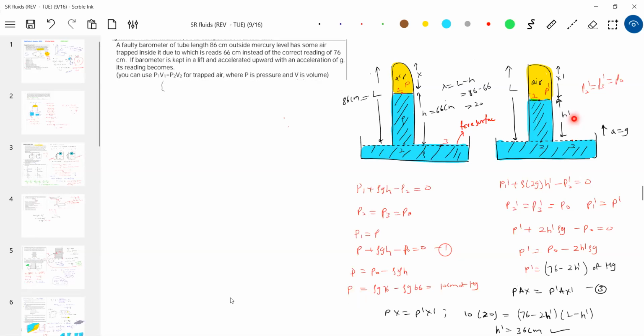Next, if I put this in a lift which will accelerate, then effectively what happens? We should write a plus g, so 2g it has become. So P dash plus rho 2g h dash minus P2 dash equal to 0. Now one thing: when the lift accelerates, what will be the free surface pressure here?